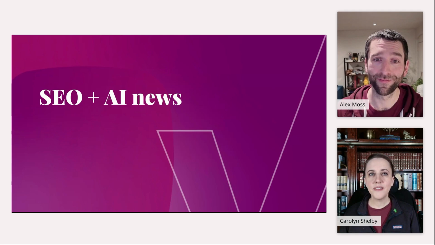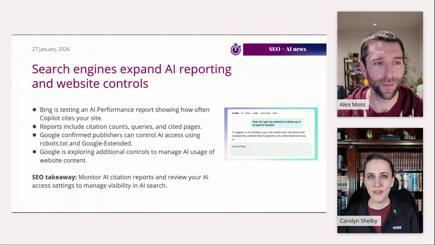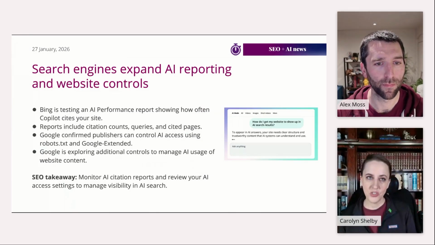Let's get into SEO and AI news that happened in the last month. It looks like at the very end of last month, the search engines expanded AI reporting and website controls. This came out from Google and Bing. Bing is testing AI performance reporting that shows how often Copilot cites your site, which is very useful. The report includes citation counts, queries, and cited pages.